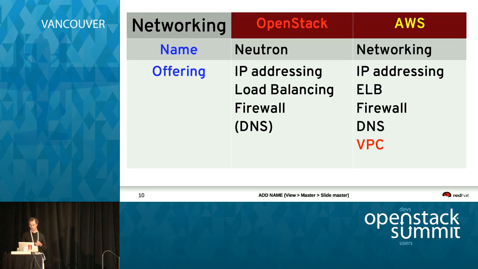So comparing the two, in OpenStack it's called Neutron, used to be called Quantum. In AWS it's called networking. They both have pretty much the same services, IP addressing, load balancing. In AWS it's called ELB. You can firewall off your individual instances, which is control what's called egress or ingress, which is incoming traffic or outgoing traffic. One thing that AWS does have that I highlighted there called VPC, which is virtual private cloud. And that allows you to carve out a section of the AWS cloud for your exclusive use.